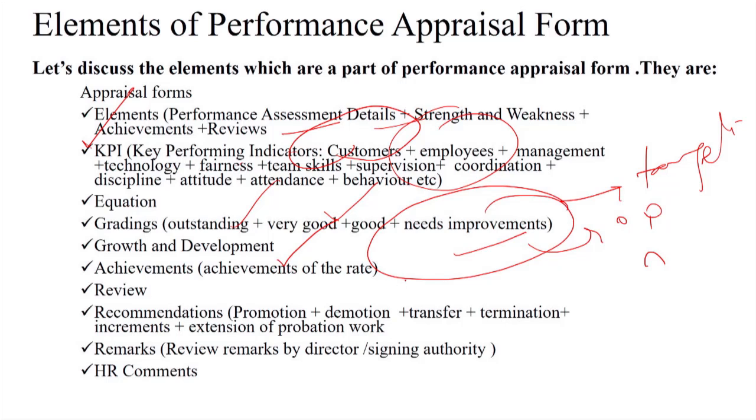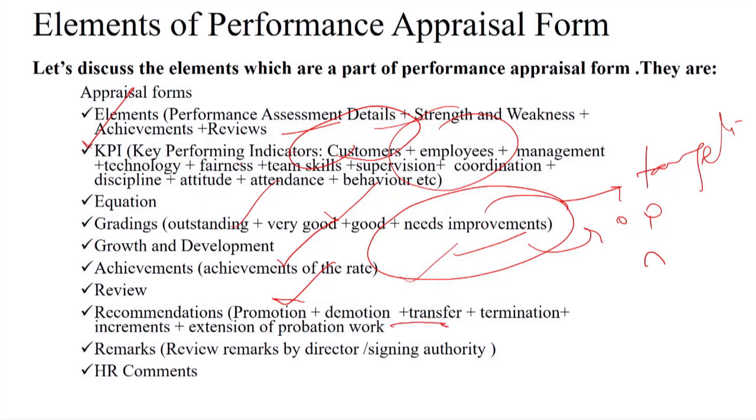Then the achievement of the ratee. Anything which anyone has achieved over a period of time, the person will be very happy to jot it down in the appraisal form. So that is also one of the criteria to check whether the person is good enough or not. Then the review is done. Recommendations are made in terms of promotion, as I told you, salary increments, transfer, demotion, termination, and extension of the probation period.